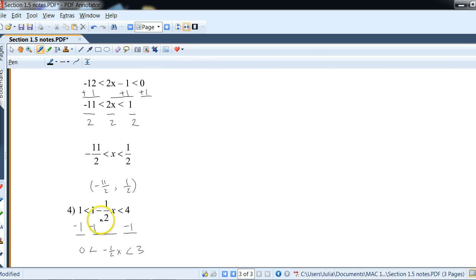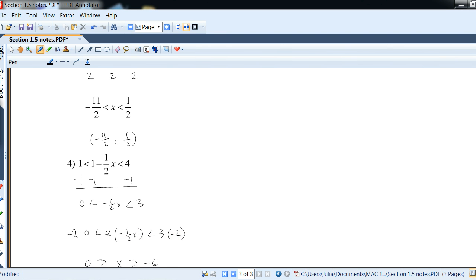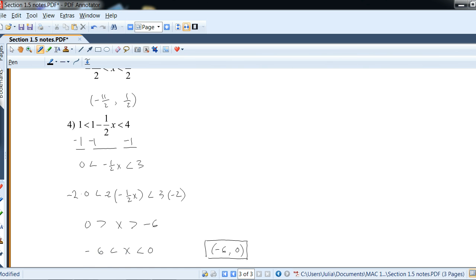I'm getting 1 minus 1 is 0, less than -1/2 x, that's all that remains, less than 3. Now we can multiply by -2 to get rid of the fraction, which is what I have done. -2 times 0 less than -2 times the -1/2 x less than 3 times -2. Again, notice the order switches, so we switch the inequality. So it's 0 greater than x greater than -6. Again, it's written backwards, so we can switch it up, and it's really -6 less than x less than 0. And we get as the interval -6, 0. And that's it.